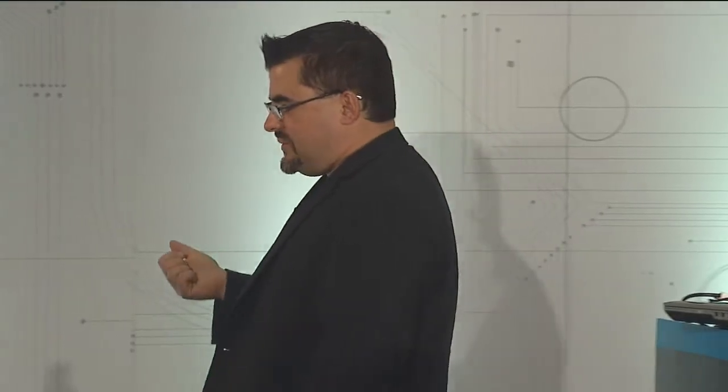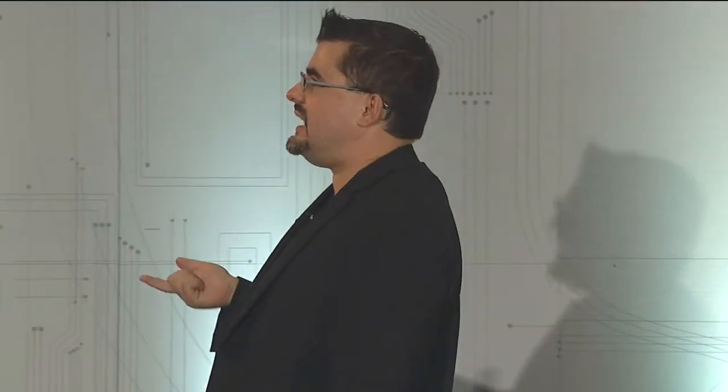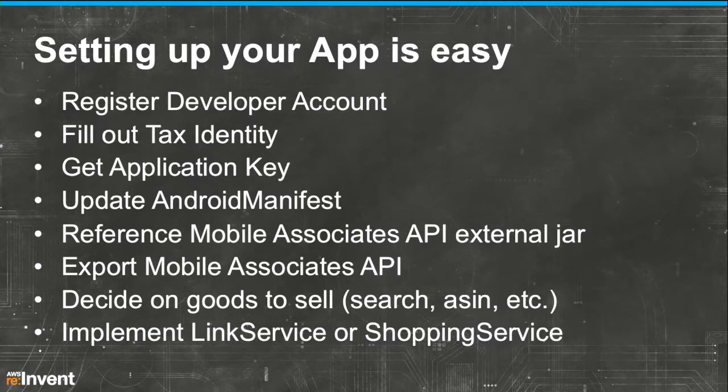Now, there's a couple steps. So if you haven't set up a developer account today, you're just going to go and register your developer account. If you want to go ahead and actually sell and do in-app purchasing, you've got to fill out your tax identity. All pretty common things with any kind of app store. The key is you're going to get an application key. I'm going to show you where that is.